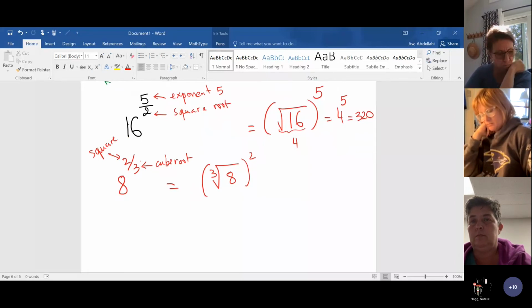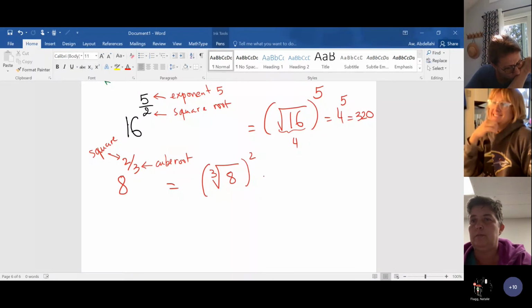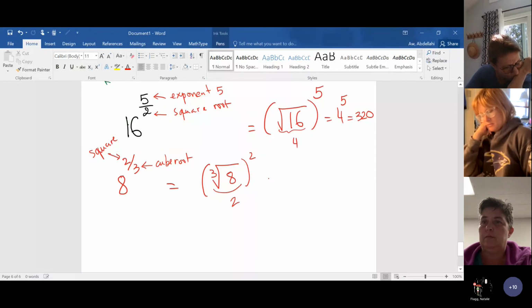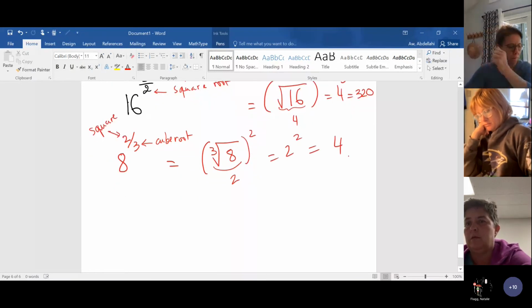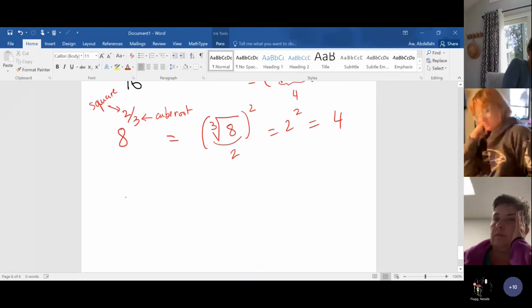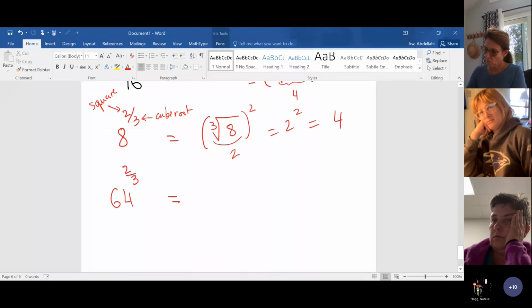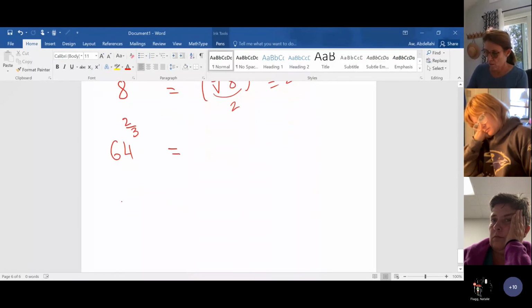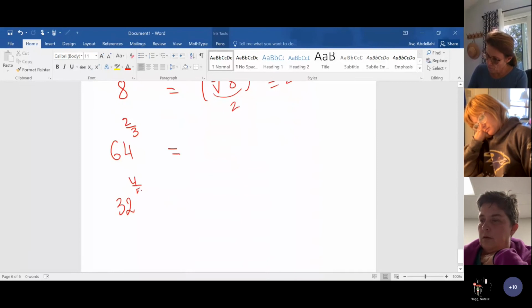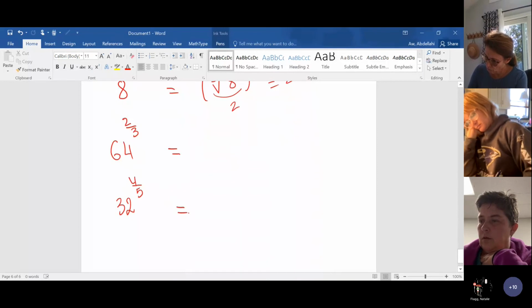Right? So now, how much is the cube root of 8? It will be 2. This is 2 right here. And 2 squared is what? 4. Okay. So can you try to calculate these two numbers? Go ahead.